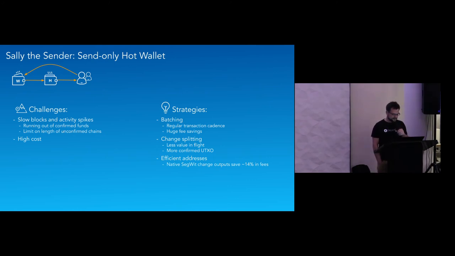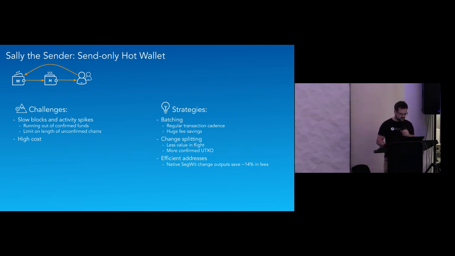And since almost all of their funds come into the wallet, all of their UTXOs are created as change, we recommended that they switch to native SegWit change outputs. And suddenly their input fees dropped by 25%. Roughly 14% in total, because they always send to themselves and the output is bigger.